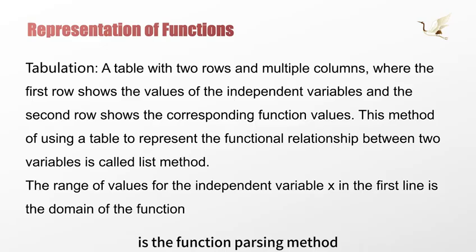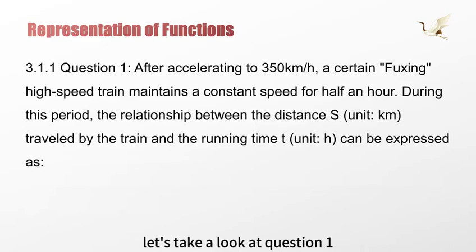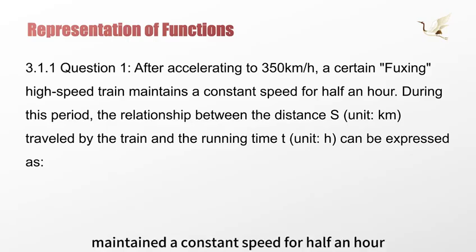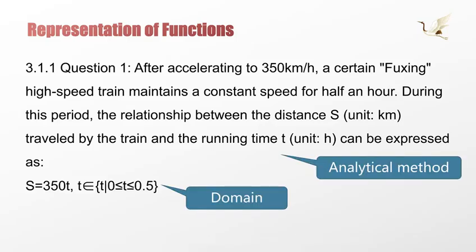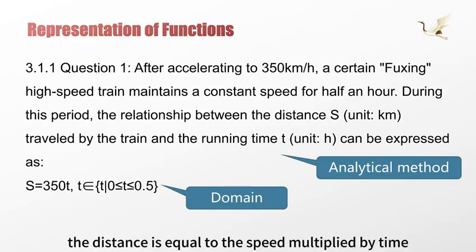function analytic method. Let's take a look at question 1 from the previous section. After accelerating to 350 km per hour, a certain Fuxing high-speed train maintained a constant speed for half an hour. The relationship between the distance y traveled by the train and the running time t during this period can be expressed. This is a simple distance problem, and we can easily get such a relationship. Since it is uniform motion, the distance is equal to the speed multiplied by time.